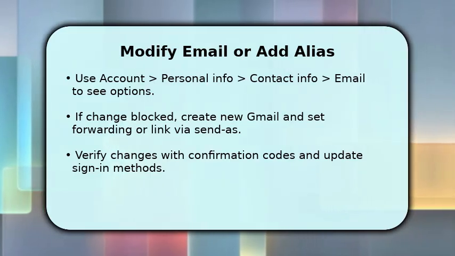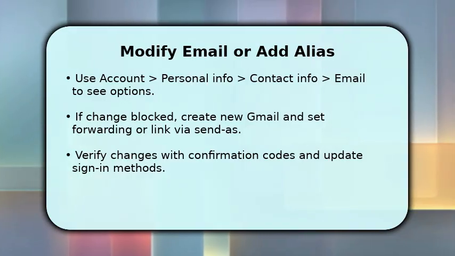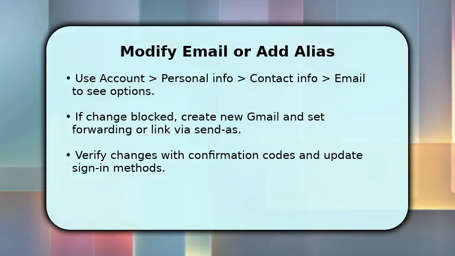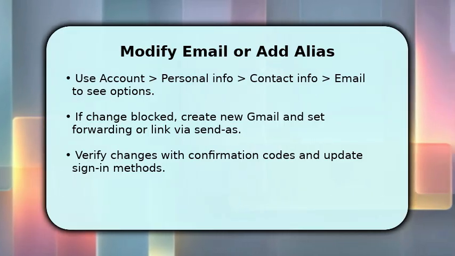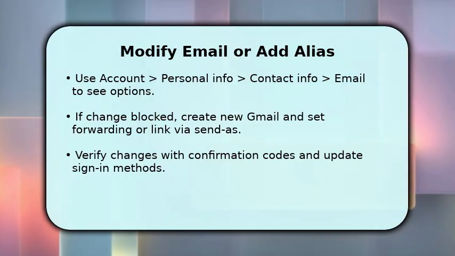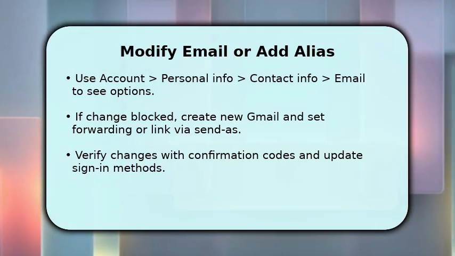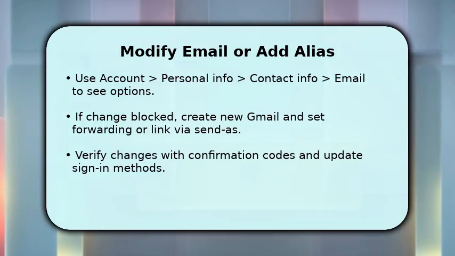If Google prevents changing the primary Gmail, create a new Gmail account and then add it as a send as alias in Gmail settings accounts and import, or set forwarding to receive mail. Make sure to verify any new address using the confirmation code sent by Google. This ensures send as and forwarding work and prevents lost messages when you switch addresses.